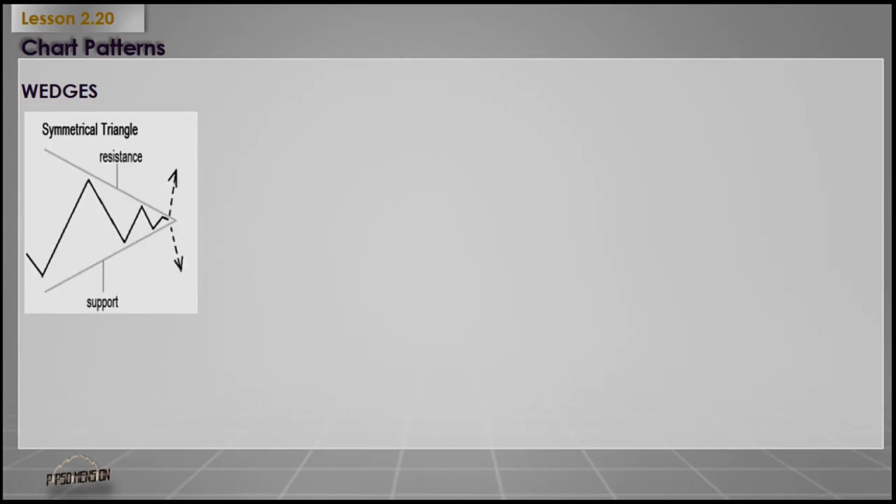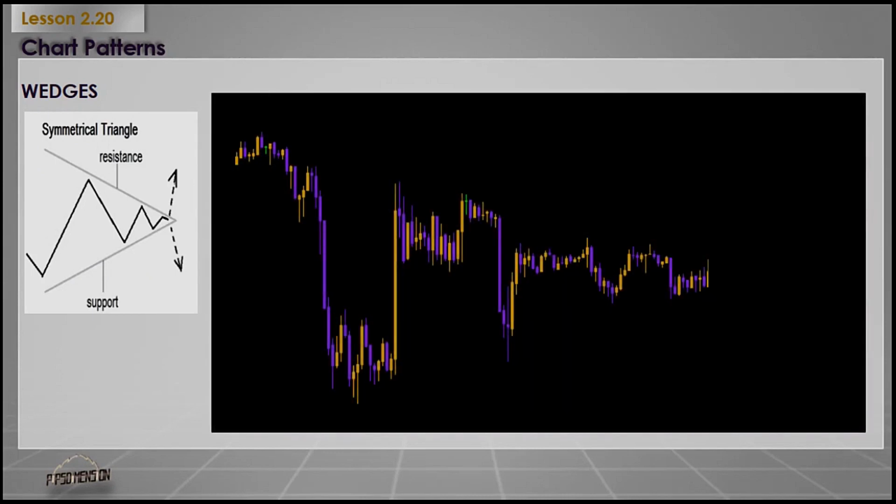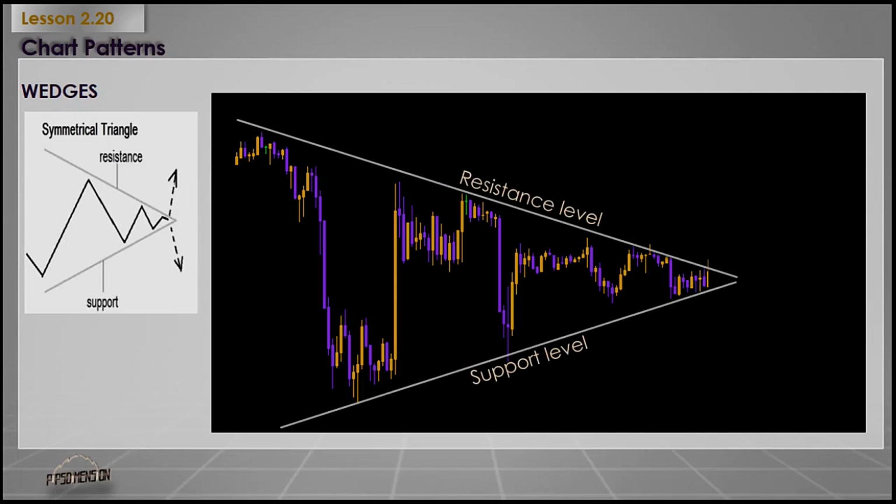Alright, now let us talk about the symmetrical triangle. A symmetrical triangle forms descending levels of resistance and ascending levels of support until the price reaches the angle. Here, you can wait for the price to either break the resistance line or break the support line. If the price breaks the resistance line, it gives an indication for an uptrend. On the other hand, if the price breaks out of the support line, it gives an indication for a downtrend.